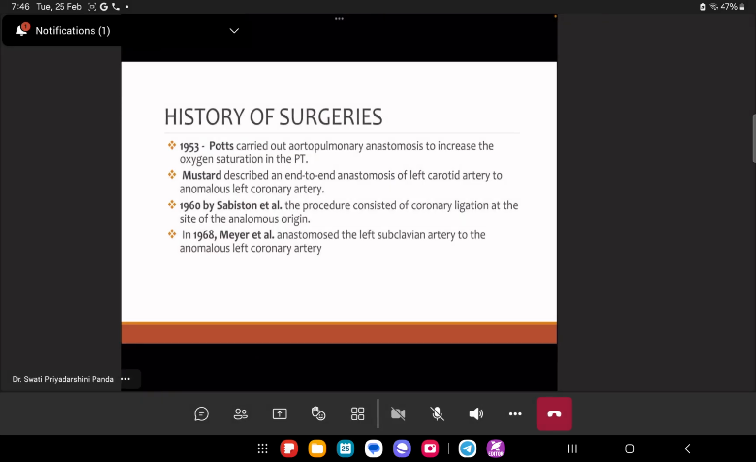History of surgeries. In 1953, Potts carried out an aorto-pulmonary anastomosis to increase the oxygen saturation in the pulmonary trunk, and Mustard described an end-to-end anastomosis of the left carotid artery to the anomalous left coronary artery. In the 1960s, Apbiston et al. performed a procedure consisting of coronary ligation at the site of anomalous origin. And in 1968, Meyer anastomosed the left subclavian artery to the anomalous left coronary artery.